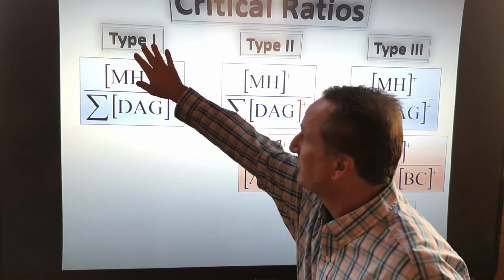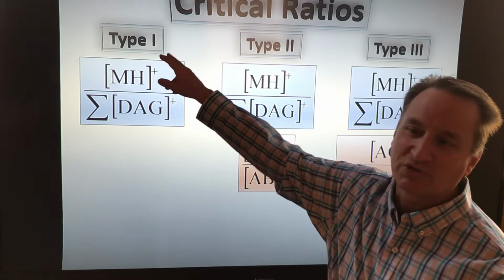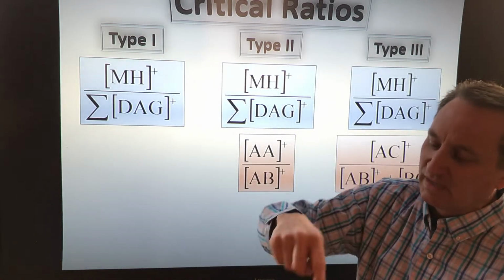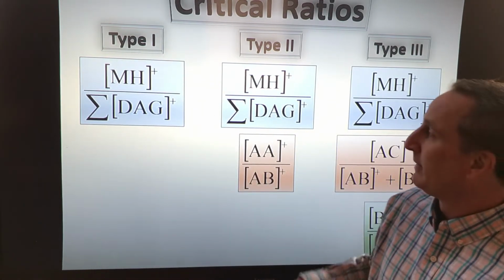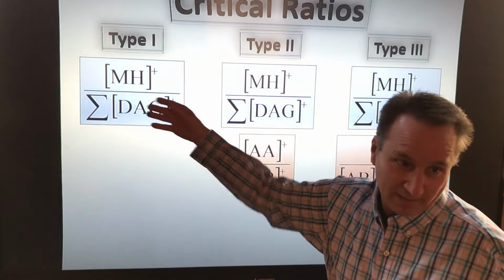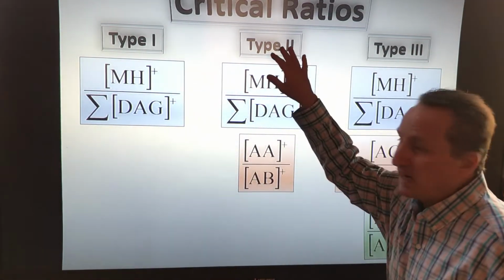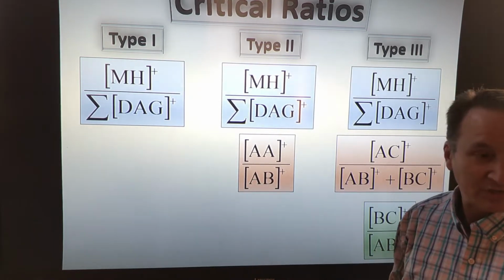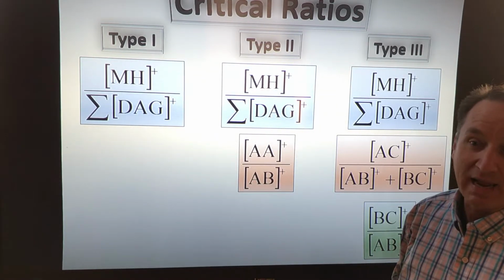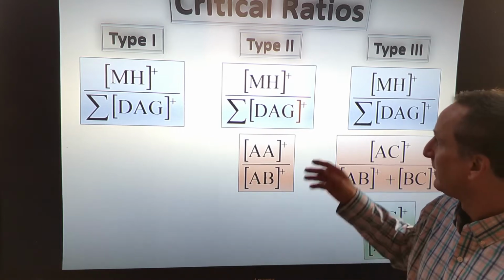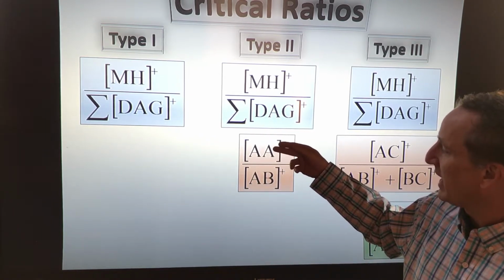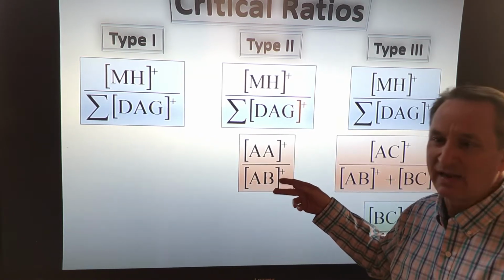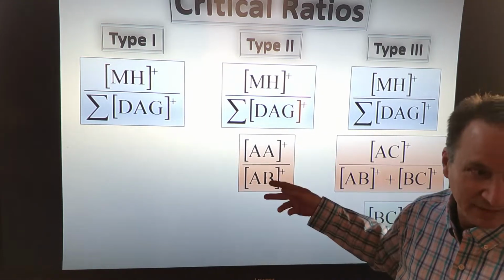And for a triacylglycerol that has all the same fats, all just one type, AAA, then that's the only ratio you get. Now for a type 2 that has ABA, then you get 2 ratios. You get AA and AB. And so you can do the ratio AA to AB or AB to AA. Well, I chose AA to AB.